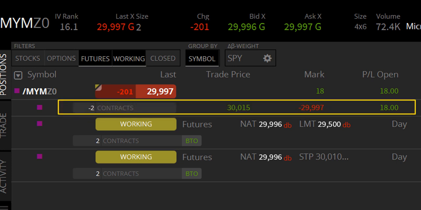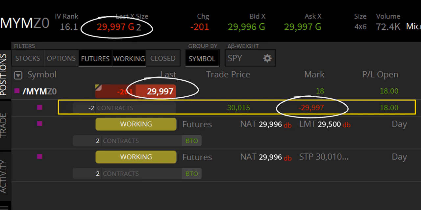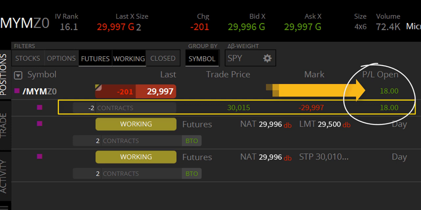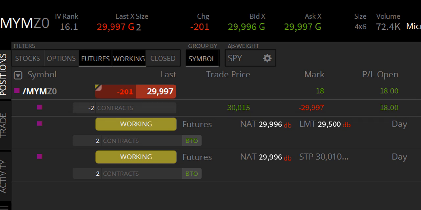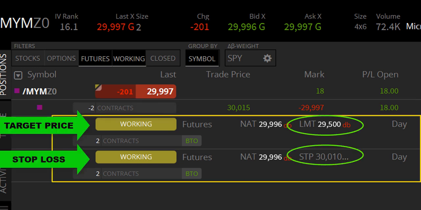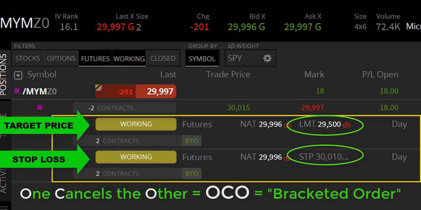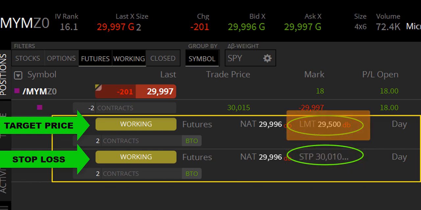Right here is the current price that's trading, 29,997, and up here, the amount I'm ahead, $18 on the trade. Now the two green boxes below are a working order. I have two trade orders in at once, and they're called a one cancels the other. One is a stop loss right here, and the other is a target price right here.